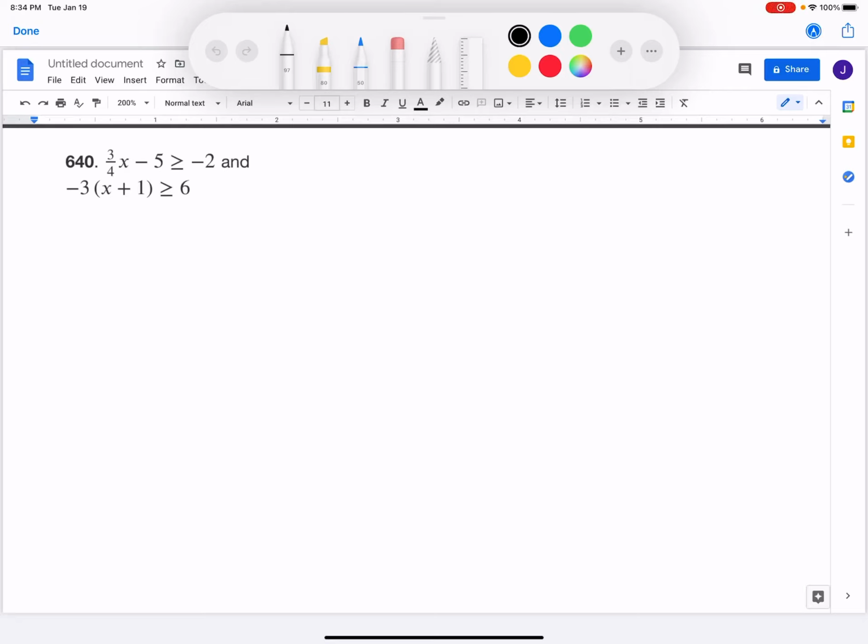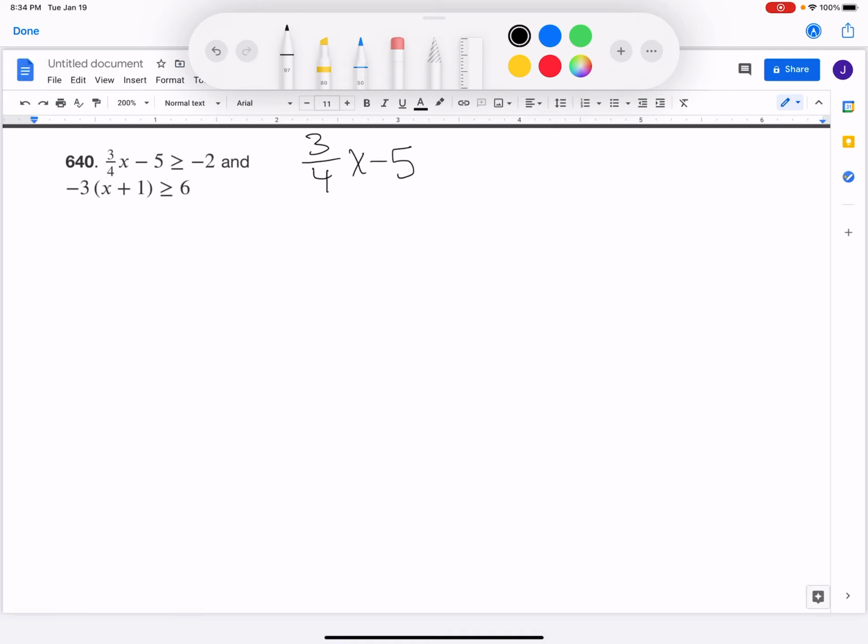This question is asking us to solve the inequality, graph the solution, and write it in interval notation. In this case, we have what's called a compound inequality, so we want to combine both of the restrictions here. We'll set this up like we would singles, and then we'll see what they share.